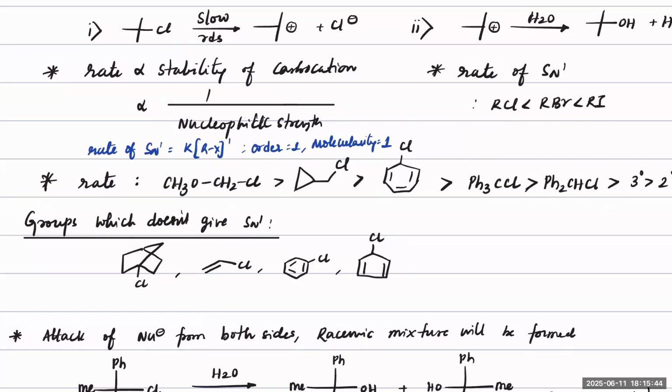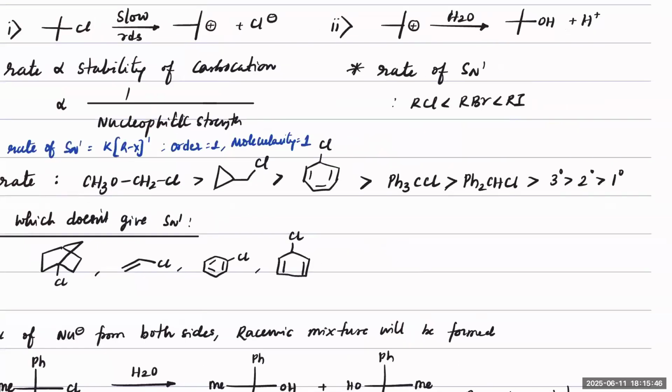Usually, SN1 and SN2 both will be same as far as bond dissociation energy is concerned. So rate will be inversely proportional to bond dissociation energy of R-X. Iodine is easier to break compared to bromine, compared to chlorine. This will always be the same in SN1, SN2, E1, E2. Always it will have the same logic.